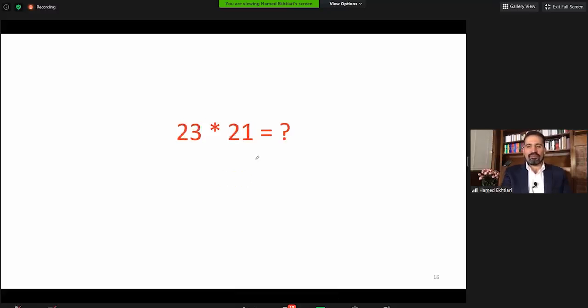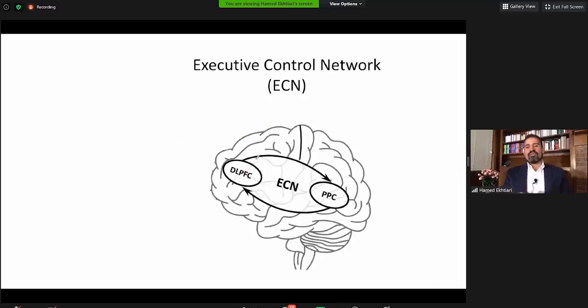23 times 21. Okay, if I just go ahead and give you several of these equations, there will be lots of specific activations in your brain, most of them related to a network that we call the executive control network, or ECN, which includes an area we call dorsolateral prefrontal cortex and posterior parietal cortex. So these areas would be involved in what we call the executive control network.